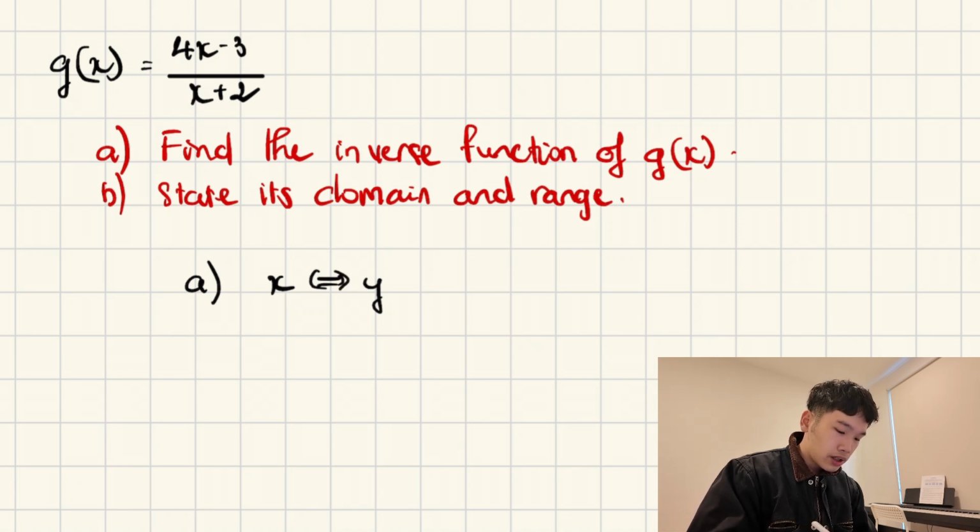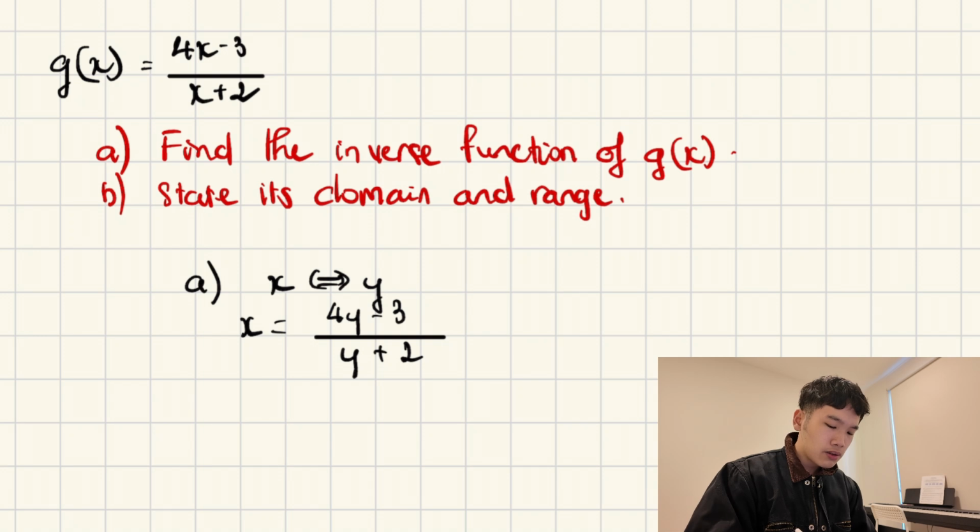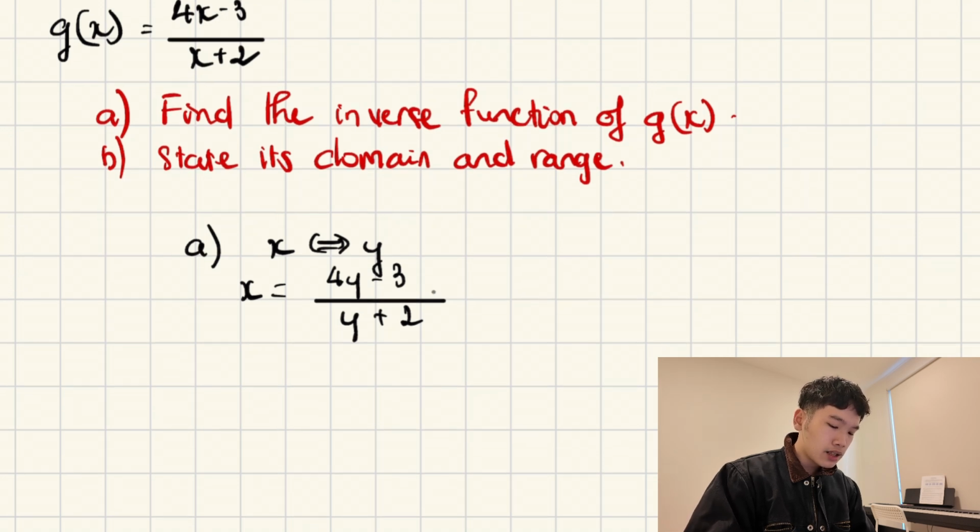And all you want to do is, instead of using this as x, you want to sub the y in and make it equal to x. So x equals 4y minus 3 divided by y plus 2. Okay, so how do you solve for y in this situation?